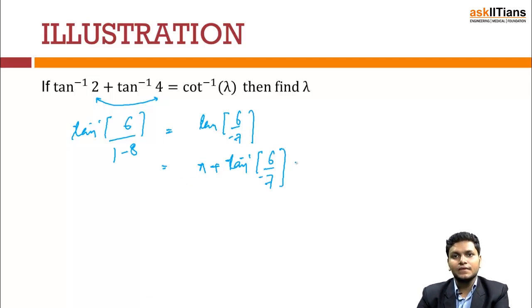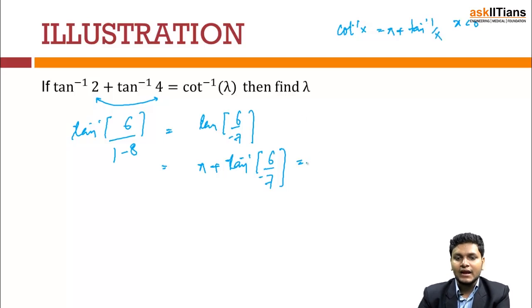Once I'm done with that, from the conversion of cot inverse x, when the angle was less than 0, I could have written it as pi plus tan inverse 1 by x. Now I can write it as cot inverse of minus 7 by 6, and that is what the question is demanding. I need to write this in terms of cot inverse. Hence the value of lambda is equal to minus 7 by 6.